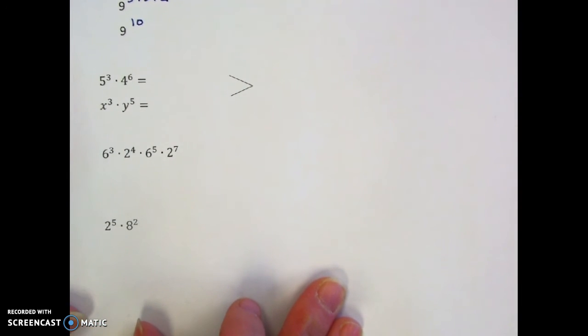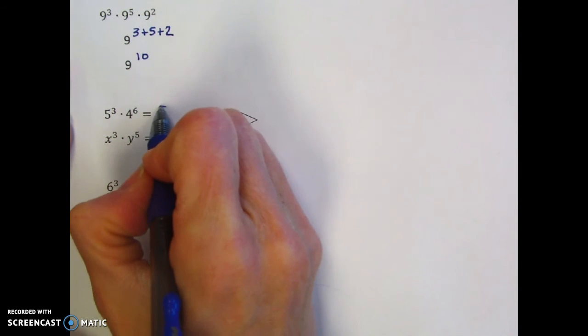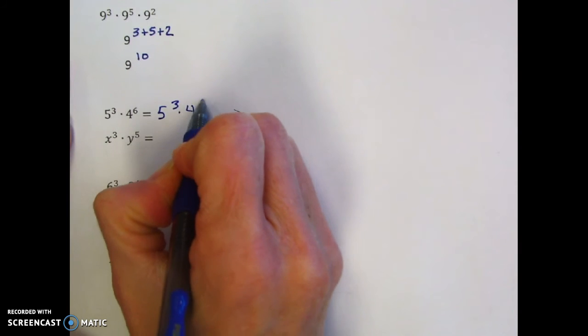All right, let me slide this up for the bottom half. Let's slide that right back down. Okay, 5 to the third times 4 to the sixth. What do you think that is? How about x to the third times y to the fifth? Well, if you said these cannot be put together, you are correct.